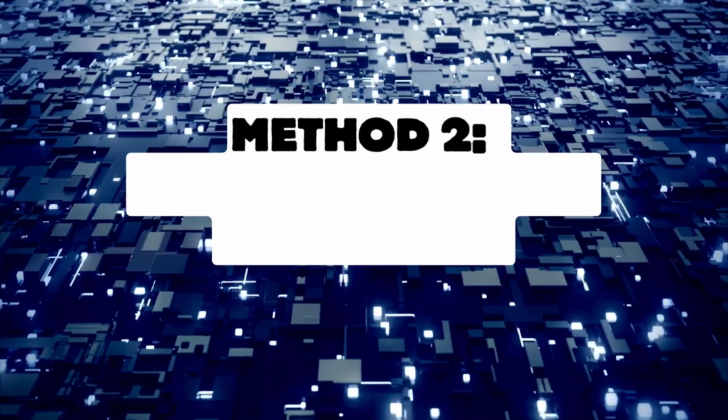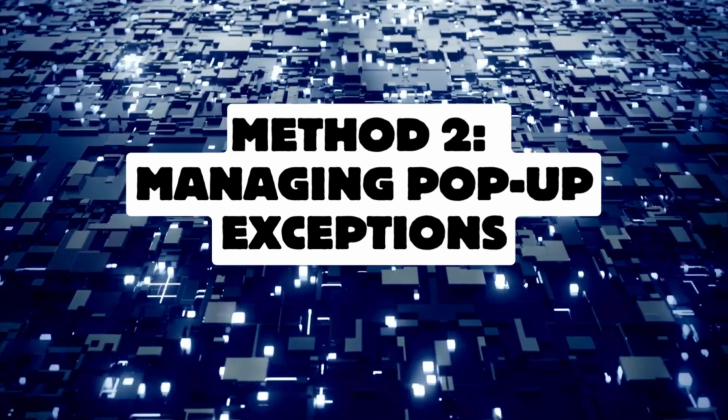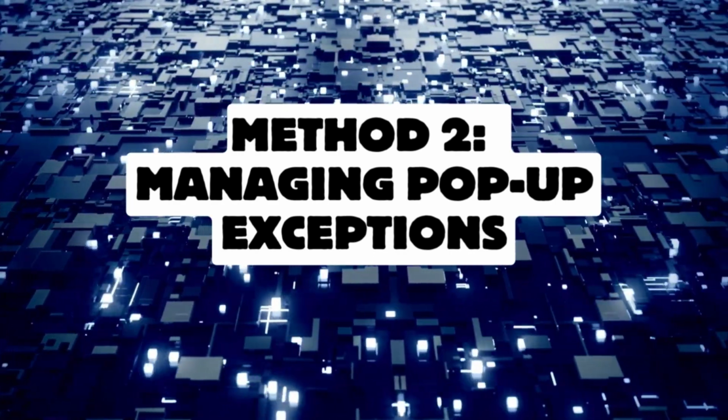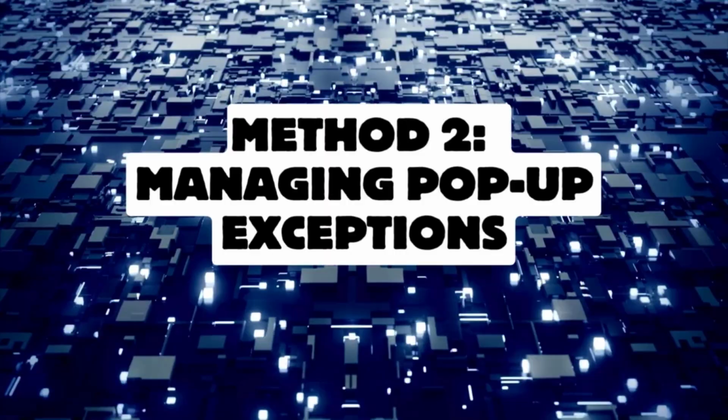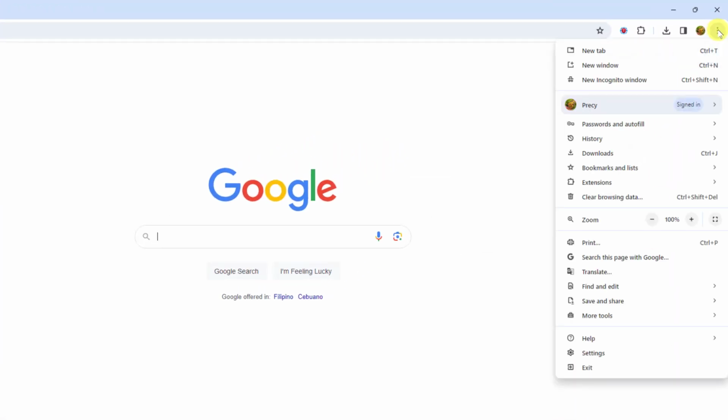If the first method didn't work for you, or if you want more control over which websites can show pop-ups, try the second method. First, open Chrome. Now click on the 3 vertical dots on the top right corner of your Chrome browser window. From the drop-down menu, select Settings.